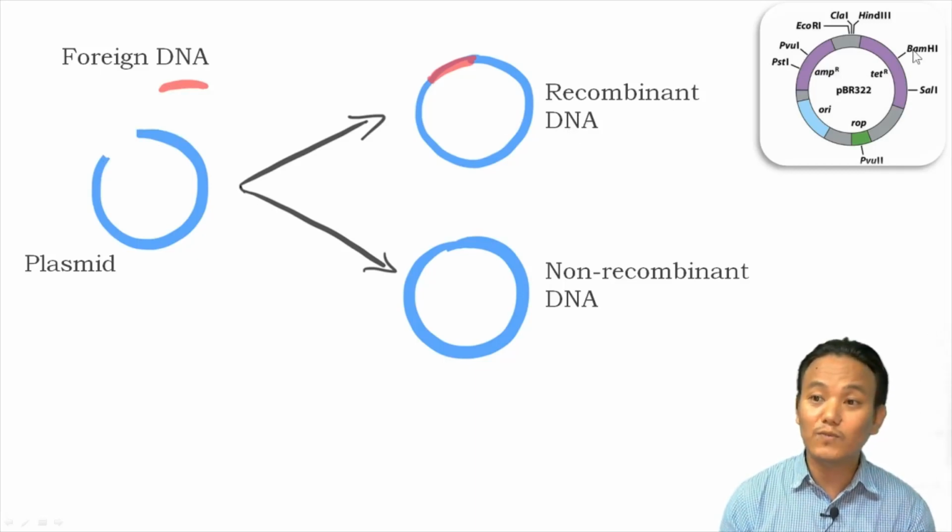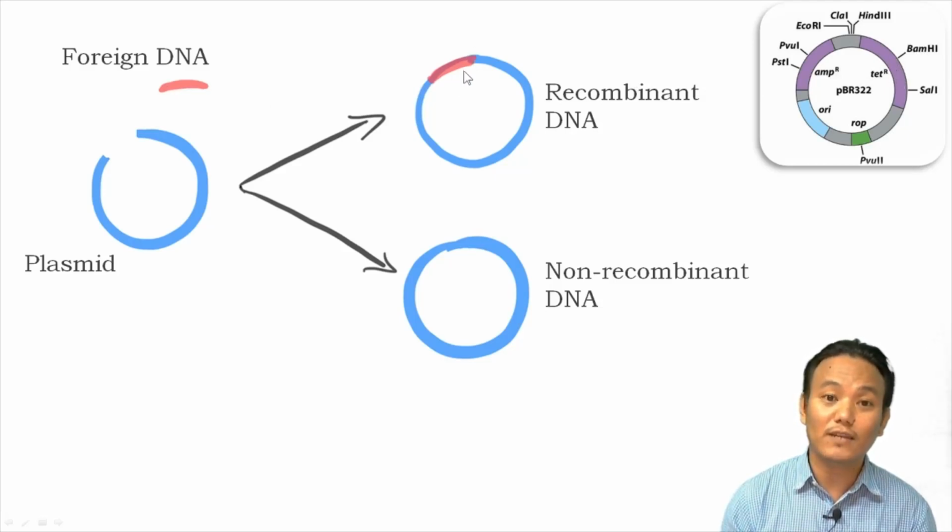Now remember, since we used BamHI, it will insert the foreign DNA right in the middle of the tetracycline resistance gene, thereby inactivating the tetracycline resistance gene. Now this is called recombinant DNA. Now in the mixture, we also have those plasmids or vectors which have failed to take in the foreign DNA, and they are called non-recombinant DNA.